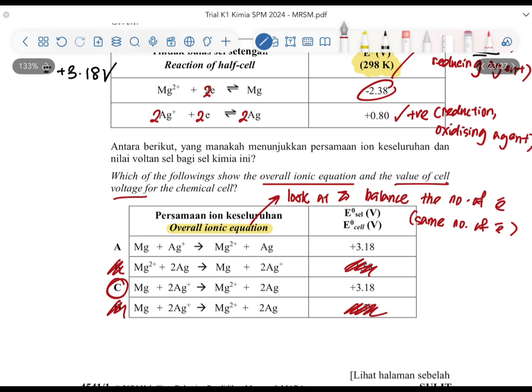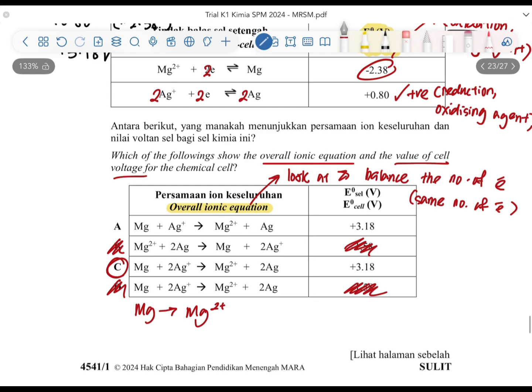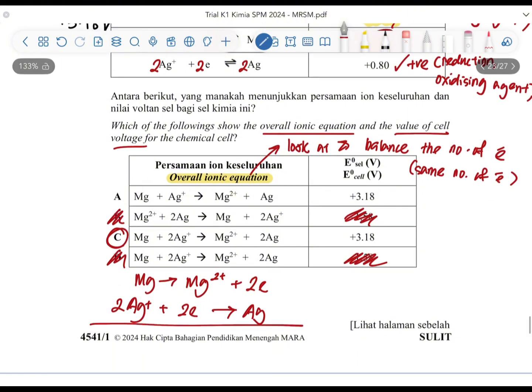So when we want to write this, actually it will be Mg releasing 2 electrons to become the magnesium ion, and then the silver ion here will accept 2 electrons to become silver. Then, just like in mathematics, we cancel out the same thing, which is the number of electrons. That's why we need to balance the equation.